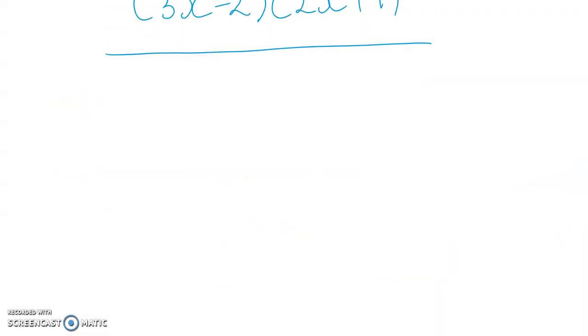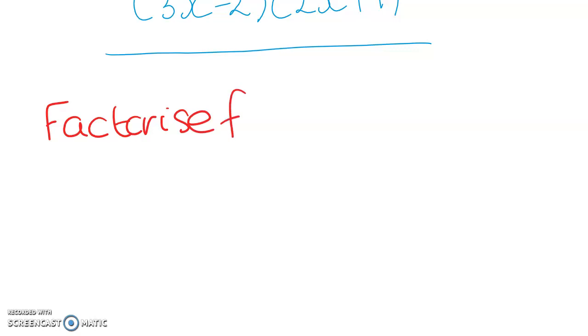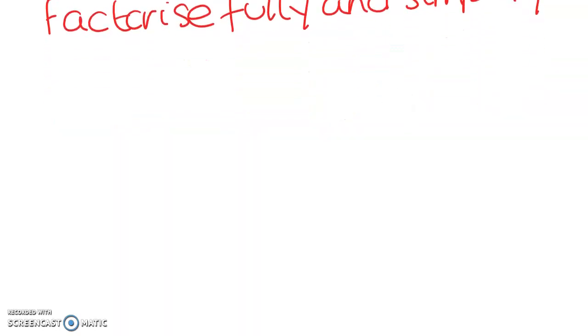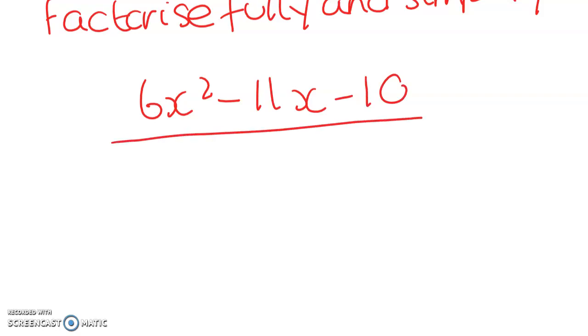Okay, here's another one we can do. Again, the question is: factorize fully and simplify. Factorize fully means that you can't give an answer straight away, and simplify. They're giving you two instructions. So you must get the factors and then break it down, simplify it. We've done one similar to this in the previous video.